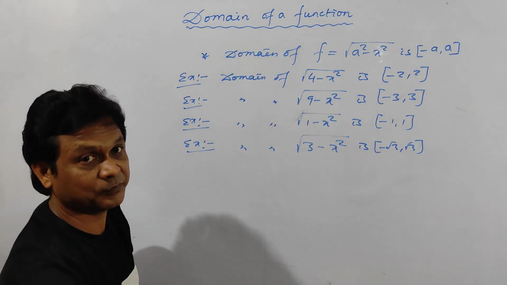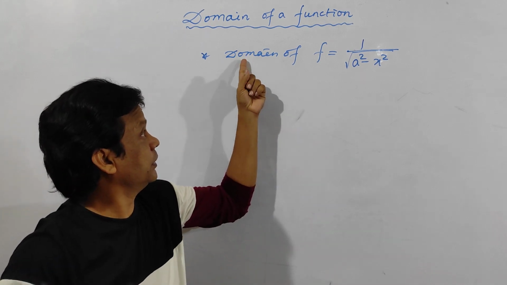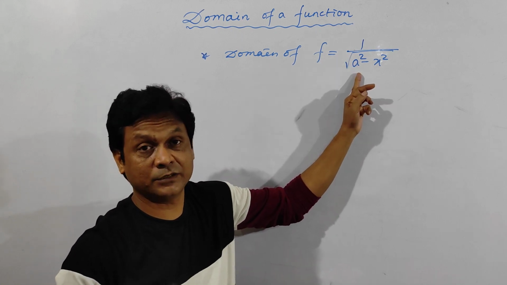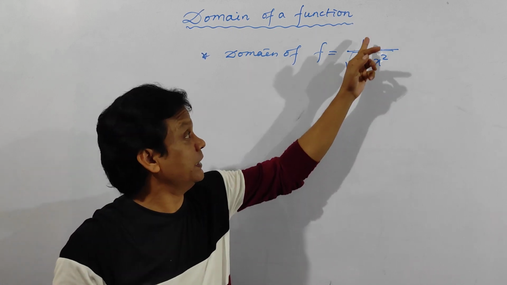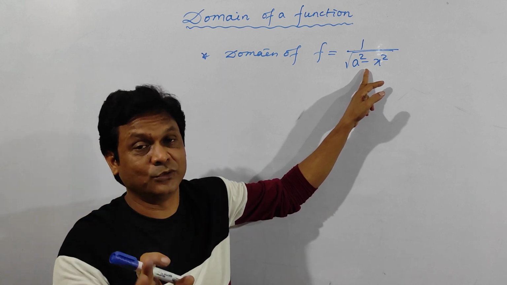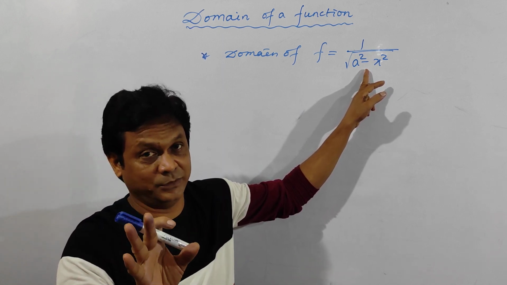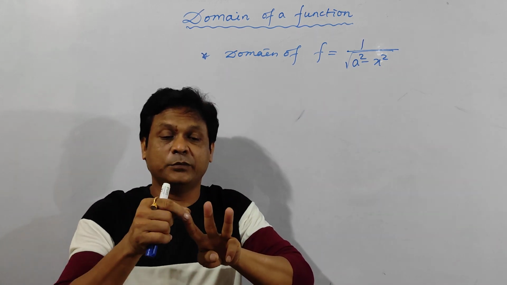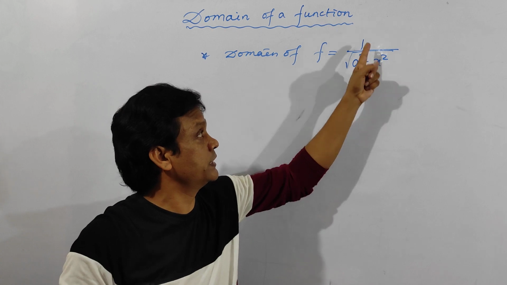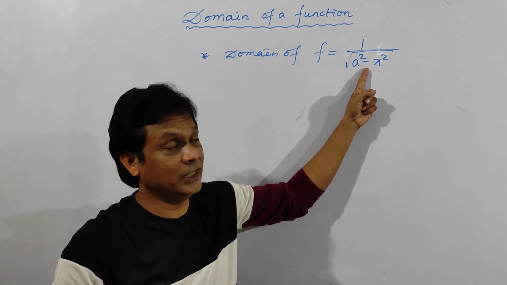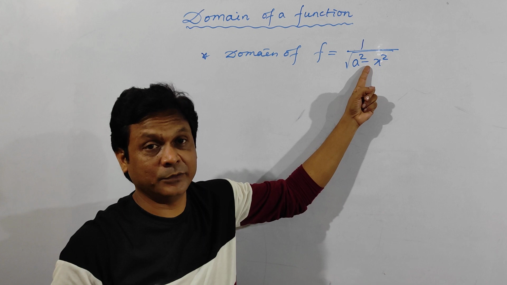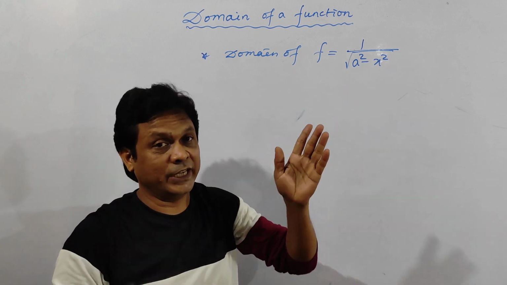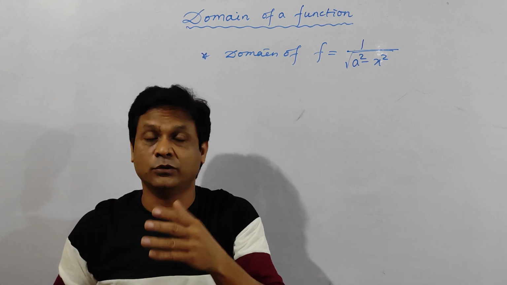Here, let us find the domain of 1 by root over a square minus x square. So a root is there, so the expression under it cannot be negative, and it is in the denominator, so it cannot be 0. The only possibility is positive under the root. There will be 3 cases, either negative, positive or 0. It cannot be 0 since it is in the denominator. Clear? And it cannot be negative because a root is there, and the square root of a negative is imaginary. So negative is omitted, 0 is omitted, only positive.